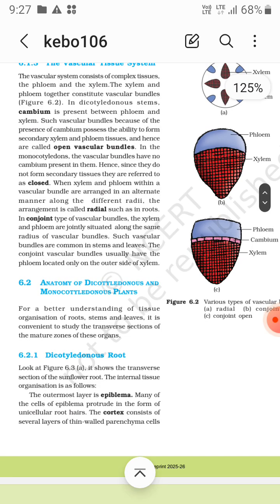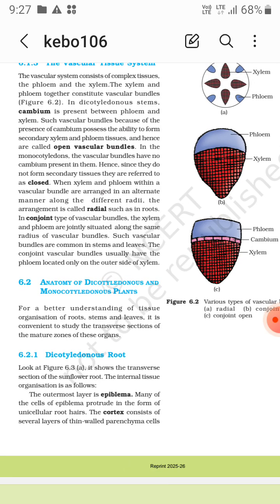That was in the dicot. Now in the monocot, the vascular bundles have no cambium present in them, so this is why they are closed. They do not form secondary tissues. They are referred to as closed.